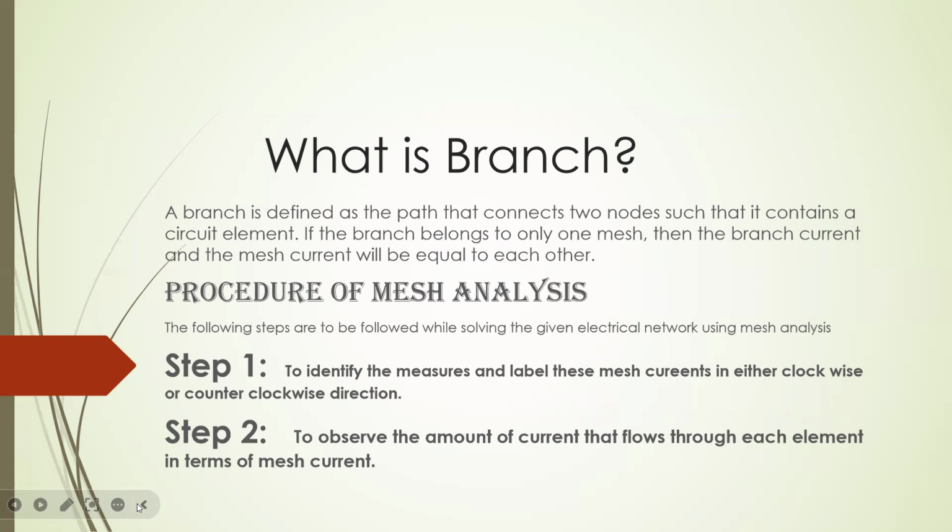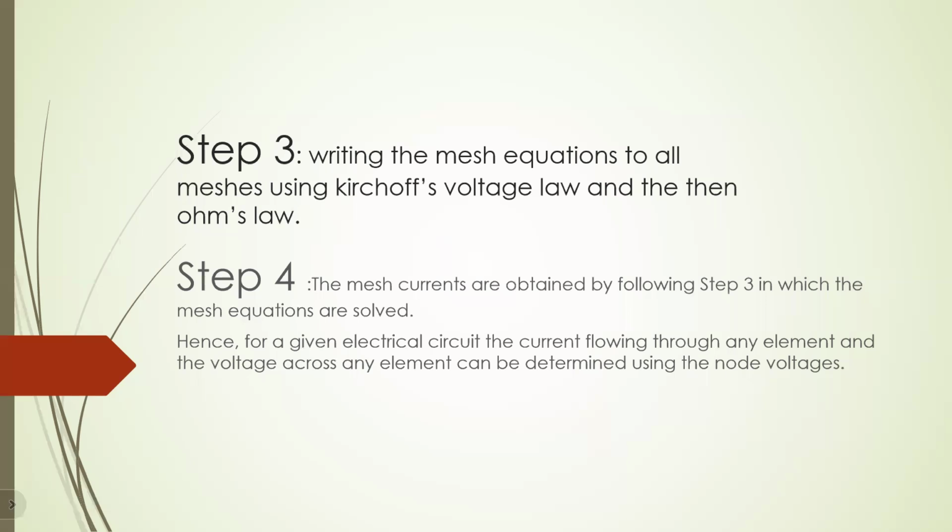Identify the meshes and label these mesh currents in either clockwise or counterclockwise direction. Step 2. Observe the amount of current that flows through each element in terms of mesh current. Step 3. Write the mesh equations for all meshes using Kirchhoff's voltage law and then Ohm's law. Step 4. The mesh currents are obtained by solving the mesh equations from Step 3.